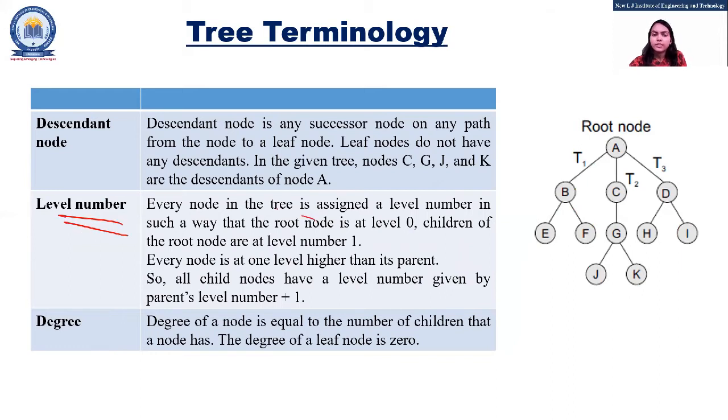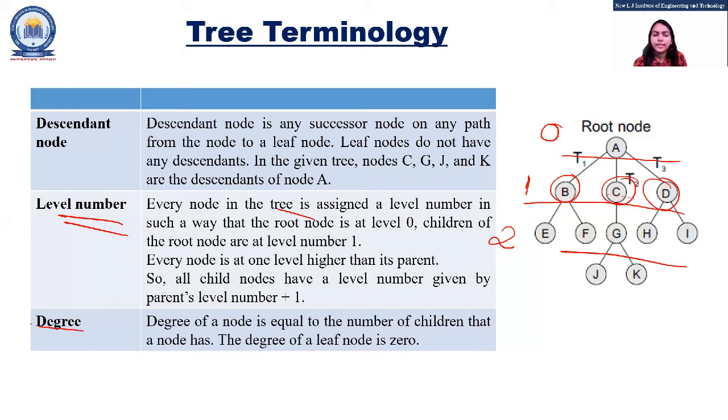So every node in a tree is assigned a level number, so they are there at each level. The root node is at level 0, children of the root node are at level 1, and so on. So every node is one level higher than its parent. If these are at level 1, then these are at level 2. If these are parents, then definitely these are children, so they are at the parent's level number plus 1.